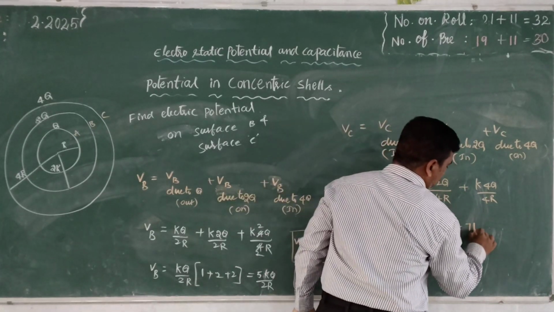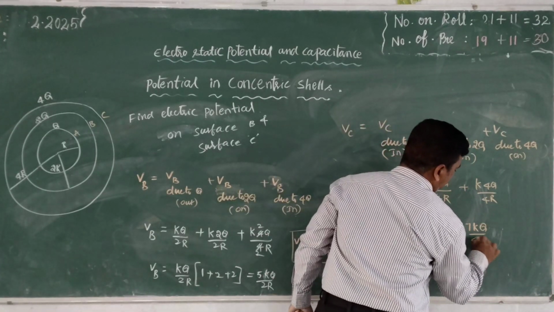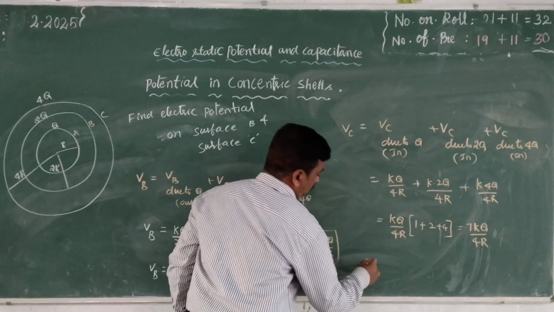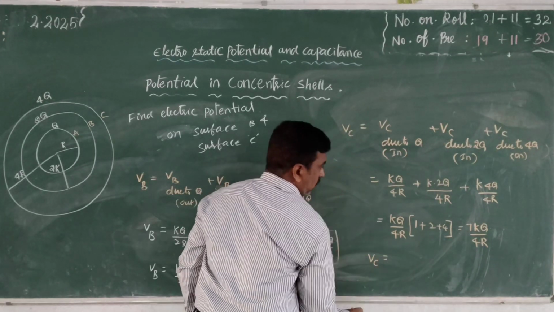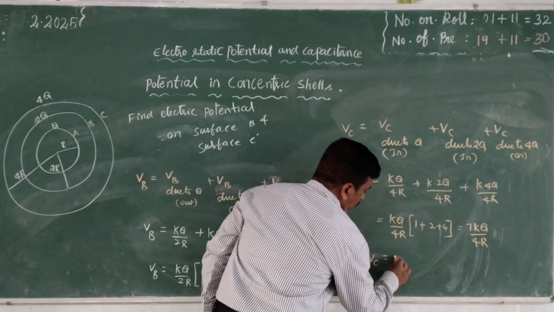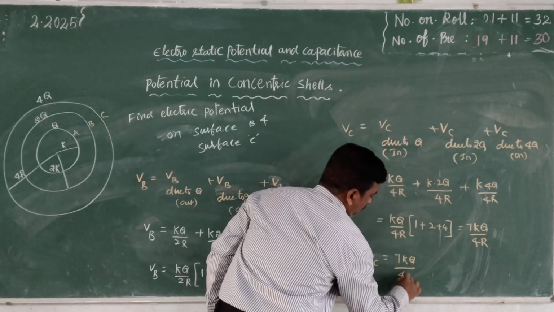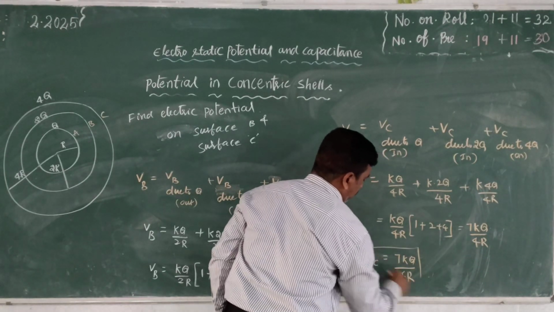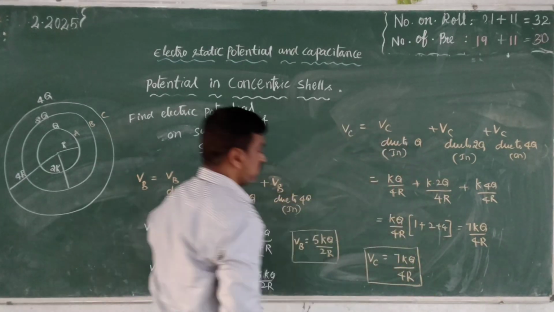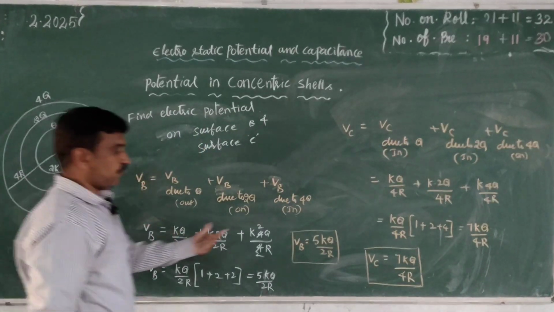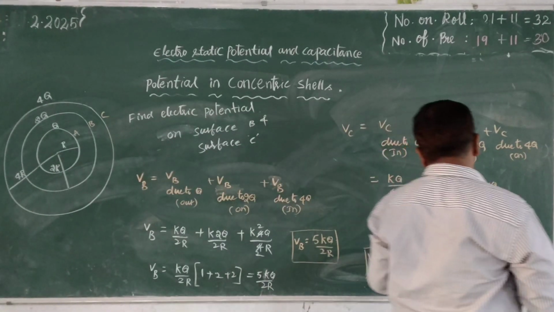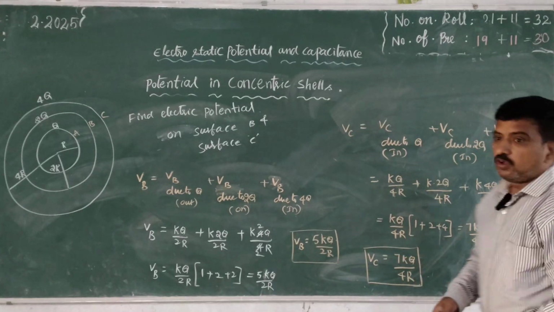What is the potential now? 7kq by 4r. What is the potential on surface C due to q, 2q and 4q? 7kq by 4r. So the potential on surface B is 5kq by 2r, and on surface C it is 7kq by 4r.